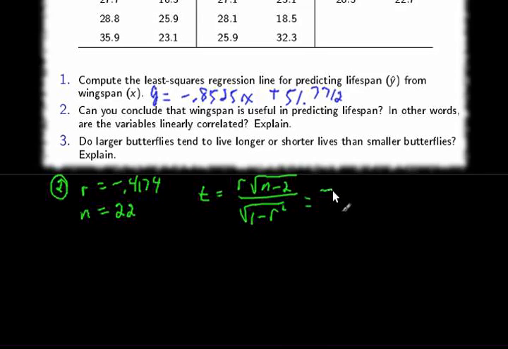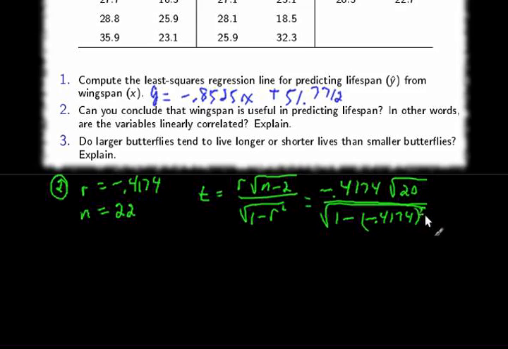In this case, that's negative 0.4174 times the square root of 20 over the square root of 1 minus negative 0.4174 squared. Okay, so if we put that into the calculator or ask GeoGebra to calculate it for us, we're going to get negative 2.05417. So that's the test statistic.